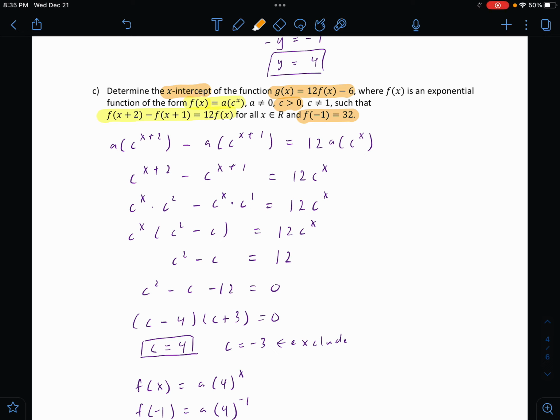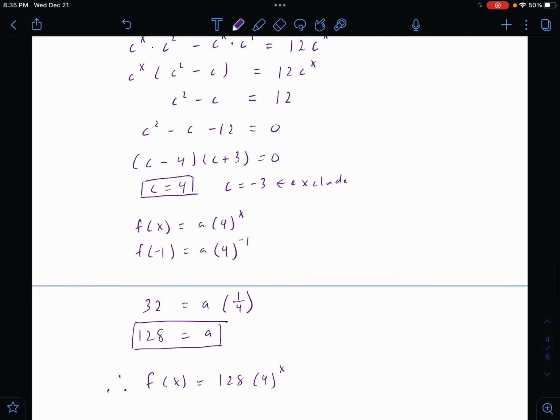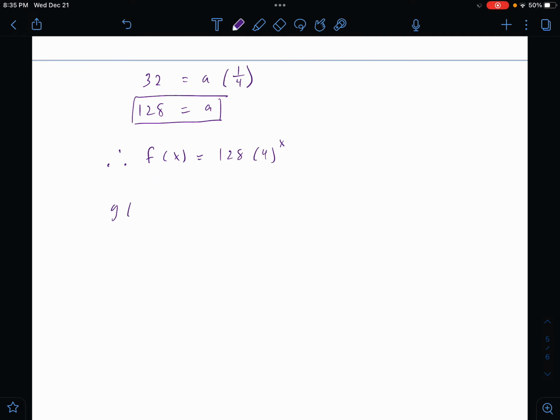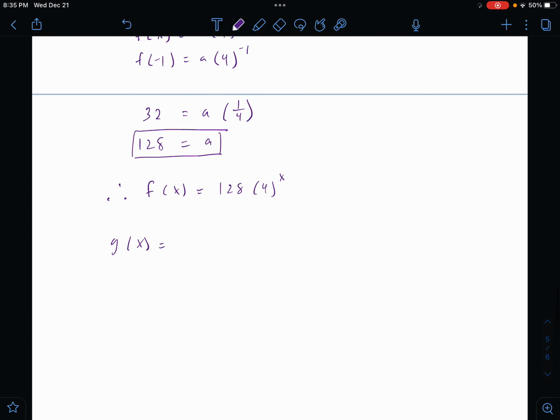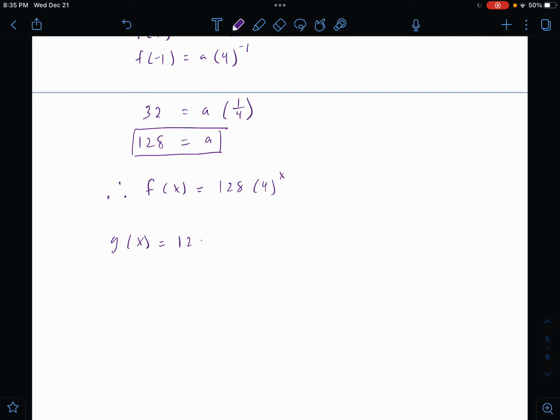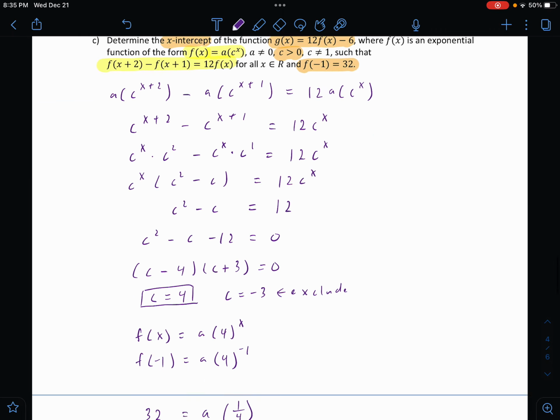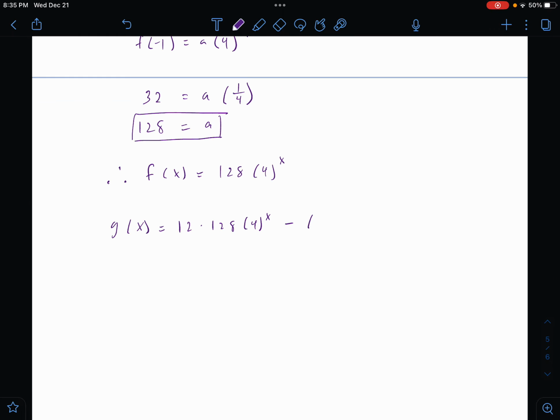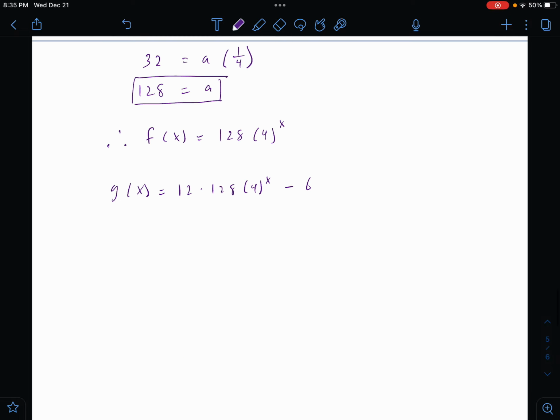Okay, so we know f of x. So let's write what g of x is. g of x is 12 multiplied by f of x. So 12 times 128 times 4 to the exponent of x minus 6, I believe. Yeah, minus 6. Now we want to solve this for x. So we want to solve for the x-intercept, right? So we would have to set y equal to 0.